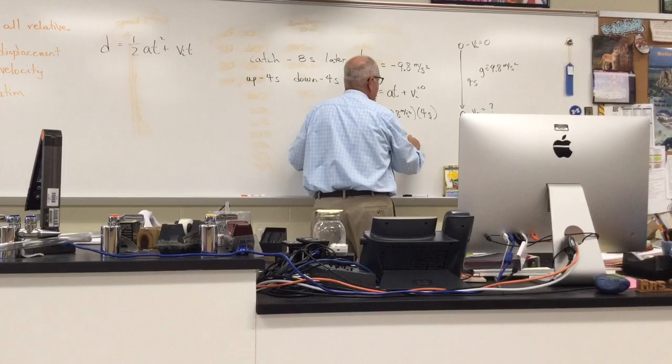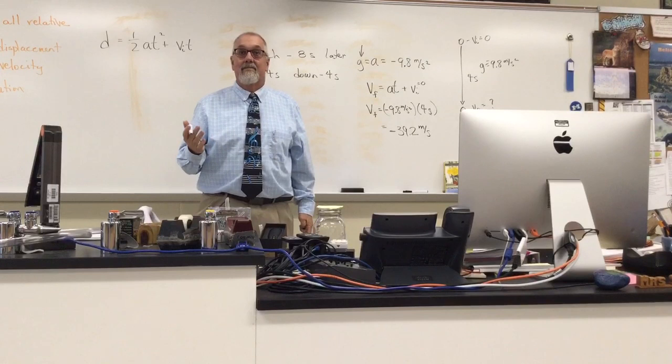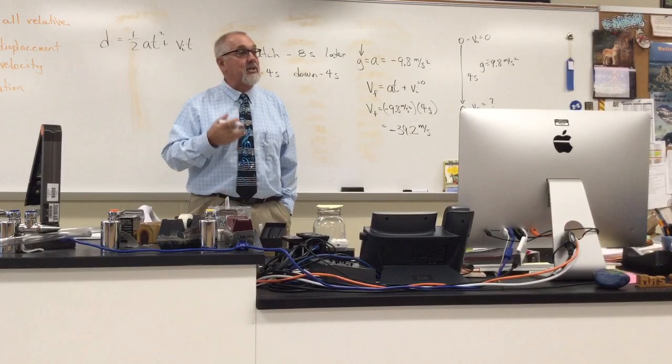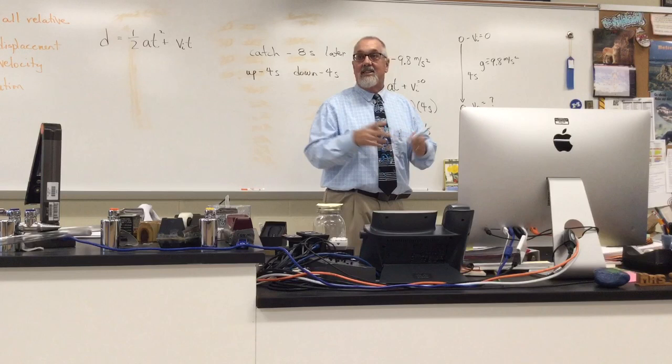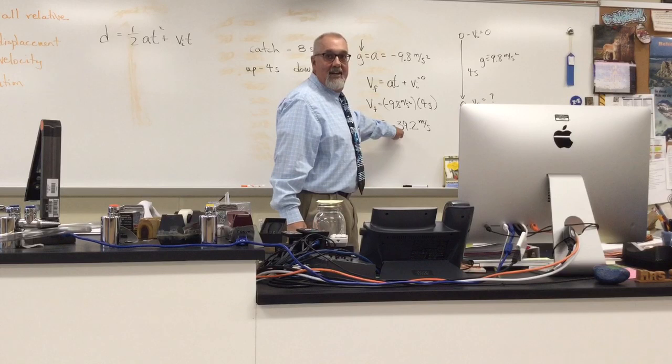Okay, notice I have negative, correct? And when I do this, sometimes I just don't even worry about the negatives because the question would be, what is the initial velocity? What is the velocity when you release it? Well, when I release it, it's a positive velocity, right? So if you'd write down negative 39.2 as your initial velocity, I'd have to call that wrong because we're going up.